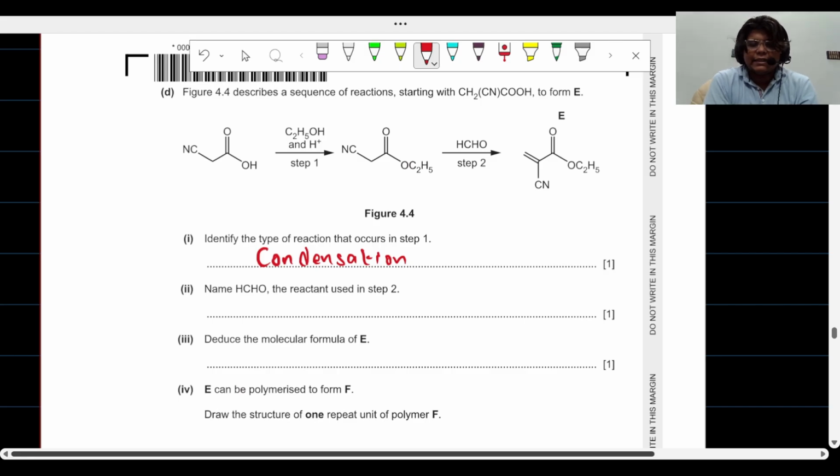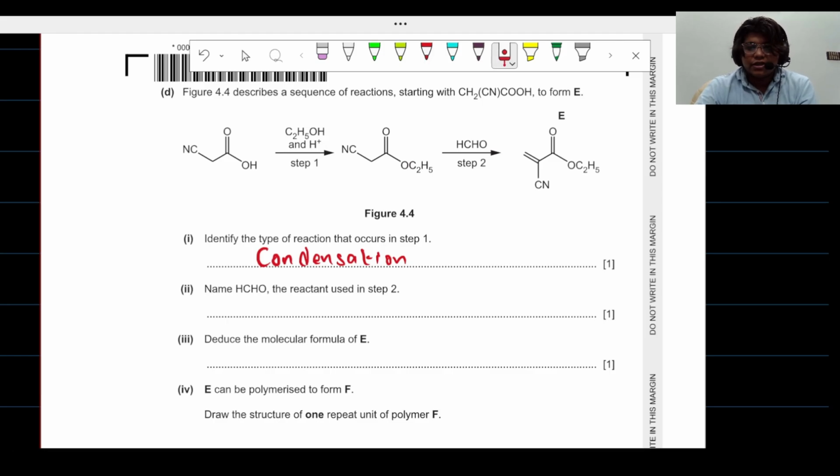Then name HCHO, the reactant used in step 2. So step 2, it is methanal, the one carbon aldehyde, right? Deduce the formula of E. So what would be the molecular formula? Just count the carbons. How many carbons do we have? One carbon here, one here, one here. So we have 1, 2, 3, 4, 5, and 2 carbons. That is 7. So we have C7, right?